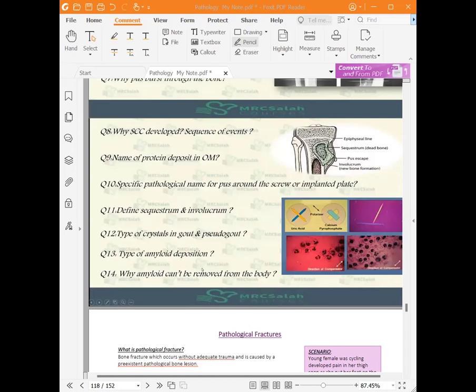Type of crystals in gout and pseudogout. In gout, we get monosodium urate, and in pseudogout, calcium pyrophosphate. Okay, type of amyloid deposition. Amyloid is AA, then AL, and beta amyloid.